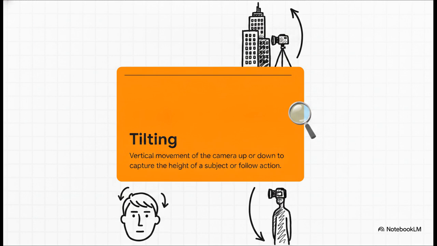On the flip side, we have tilting. Tilting involves a vertical movement of the camera, up or down, while the base stays completely fixed. Think of it like nodding your head up and down. This specific move is absolutely perfect for capturing the sheer height of a subject. Think about revealing a towering skyscraper from the street level all the way up, or tracking an action from top to bottom. It immediately shifts the spatial awareness of your viewer.